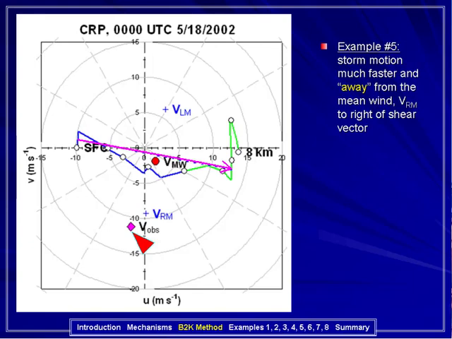And if we look at the predicted supercell motion, again, you start at the mean wind and go 7 to 8 meters a second to the right of the shear vector. We see that was pretty close to the observed storm motion. So again, the storm moved to the right of the shear vector, but it moved away from the mean wind.